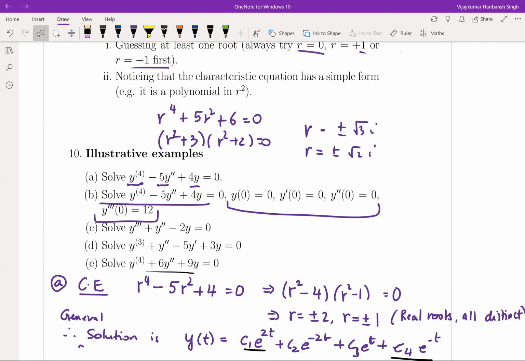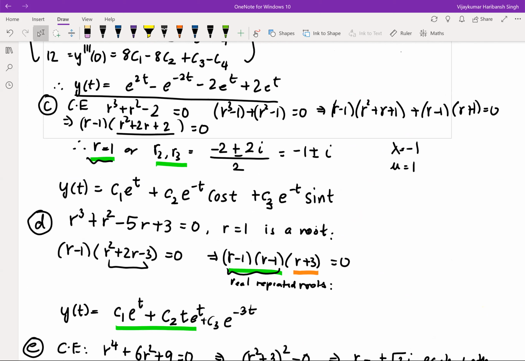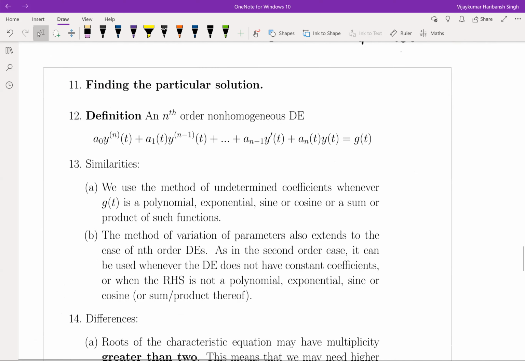Okay, and we have solved them using the characteristic equation. We have seen what happens when the roots are of different kind. What do you mean by different kind? A root can appear once, twice, and also depending on whether it's complex or real, we have seen this. So now the next case is about finding the particular solution.